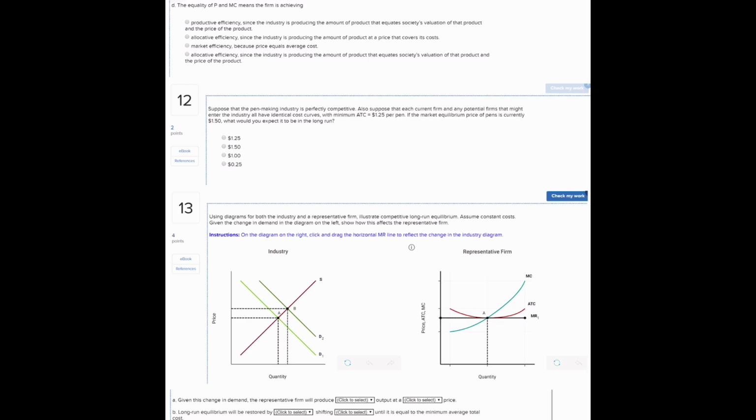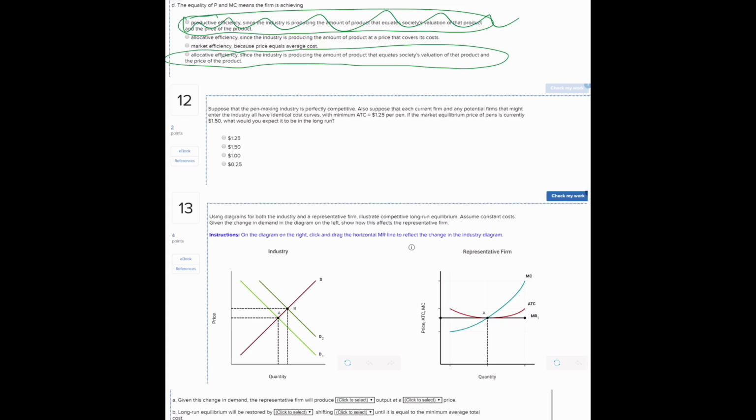It says the equality of P and MC means that the firm is achieving, and this one is what we'd call allocative efficiency. Since the industry is producing the amount of product that equates society's valuation of that product and the price of the product. And that's what we call allocative efficiency, means satisfying the wants of society.